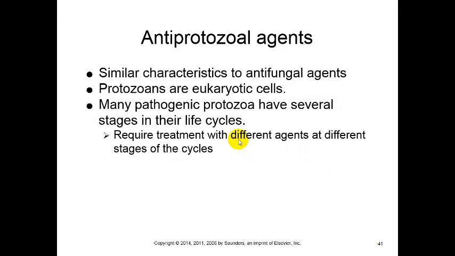Then we have antiprotozoal agents, which are going to try to kill the protozoa. And the thing about it is, those also are very similar. Those cells are very similar to our own cells because they're eukaryotic. So we have to be very careful treating those, and we have to be able to treat them at different stages of the protozoa life stage. So in one life stage it might be susceptible to this, in another life stage it might be susceptible to that. So we have to be careful and treat all the stages.